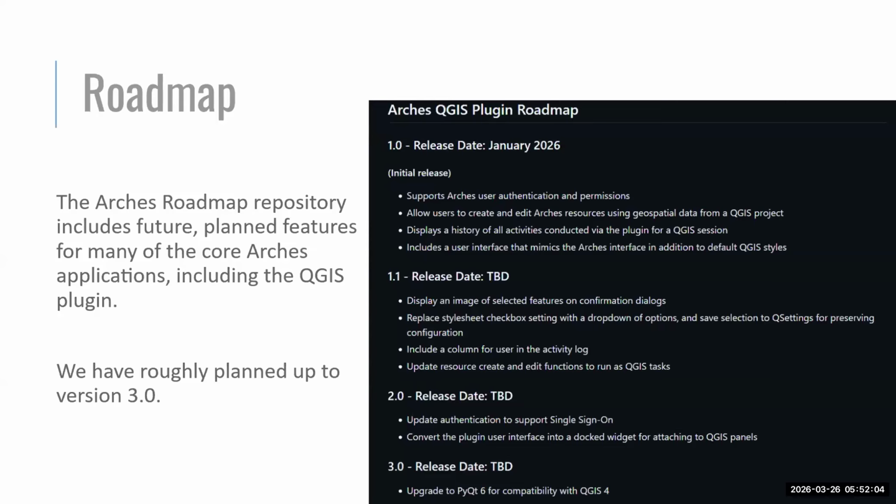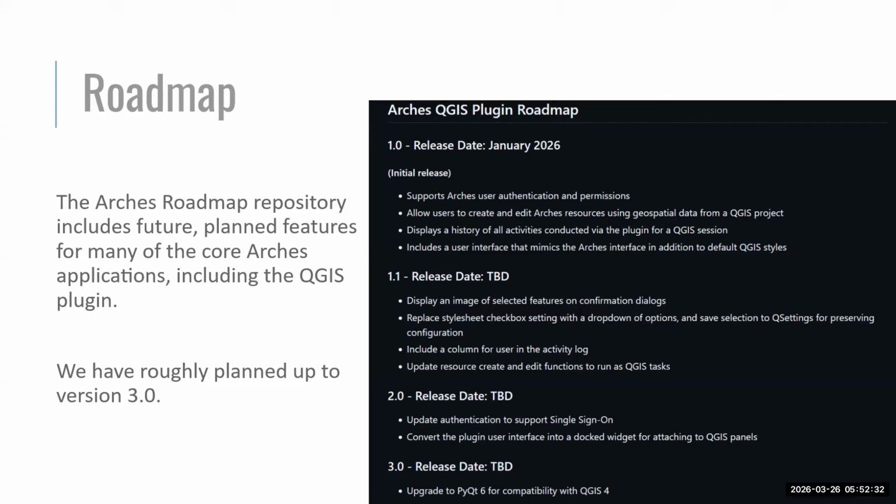There are a few things I didn't go into. It recognizes whether your model has multiple geometry nodes, so if that is something that you've modeled, you can upload to one or the other, along with some other things. So we've got the Arches roadmap, which is also a GitHub repository, primarily for developers, but anyone can see it. And we've got up to version 3 planned, really, and this is probably going to grow as well.